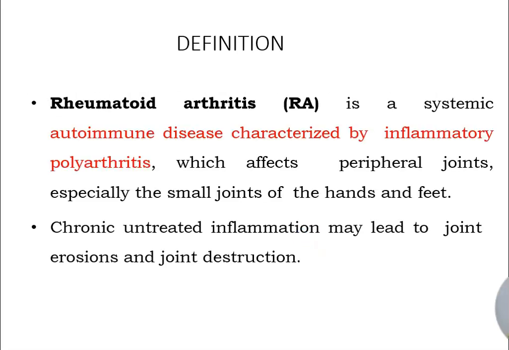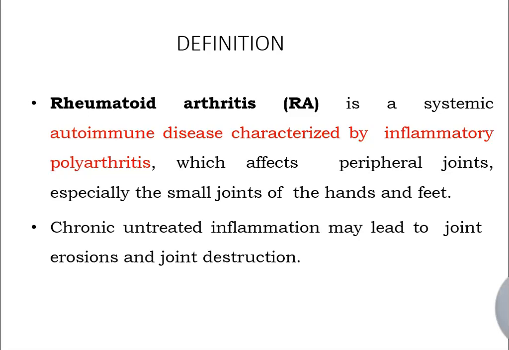Today I want to discuss rheumatoid arthritis. Earlier we also discussed autoimmune disorders. One of the important autoimmune disorders of the joint is rheumatoid arthritis, where we see swelling of the joints due to the autoimmune disease.